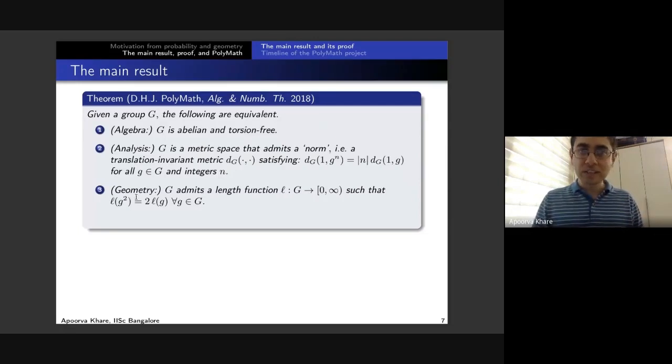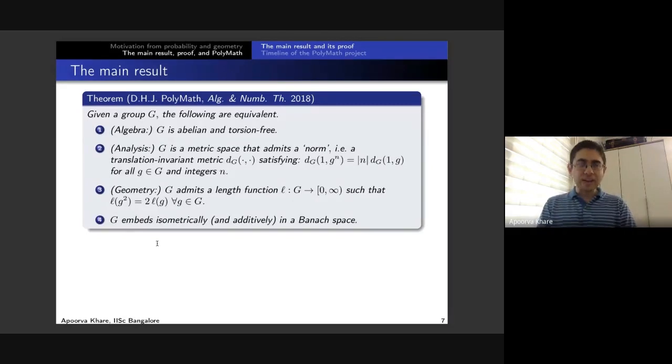So 2 implies 3 is clear, because if it's translation invariant, which is left invariant and right invariant, but left invariant means you can just call it L. You can translate the dictionary to a length function. And if this is true for all n, then it's true for n equals 2. Therefore, you get this statement. The claim is this much is enough to imply the backward implication as well. So a condition from algebra, a condition from analysis, a condition from geometry, and maybe 2 implies 3, but the rest of them are not at all clear. These are all equivalent. And they are equivalent further to the fact that G embeds isometrically and additively in a Banach space. So these are the four conditions and they are all equivalent.